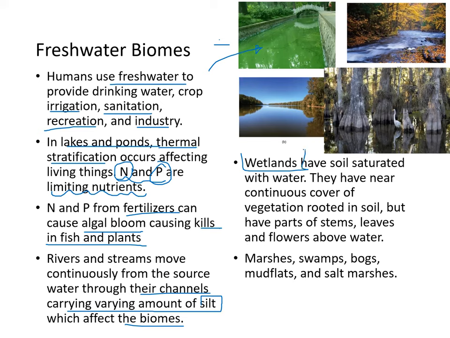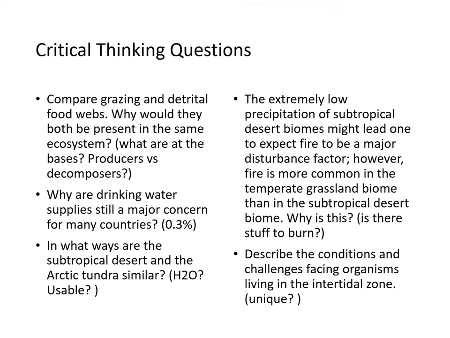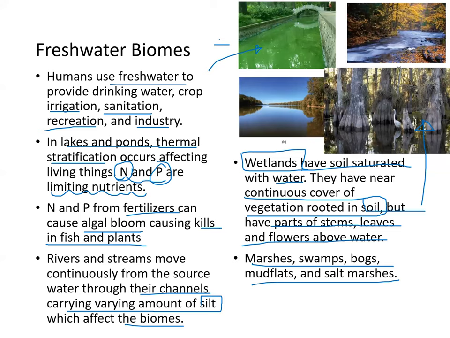Another example of a freshwater biome is the wetland. They have soil that's saturated with water, and they have near continuous cover of vegetation rooted in the soil. But part of the stem and the leaves and the flowers are above the water. Here's a mangrove forest that's shown. And then there are the marshes, swamps, bogs, mudflats, and salt marshes. Okay, we'll leave it there for today.